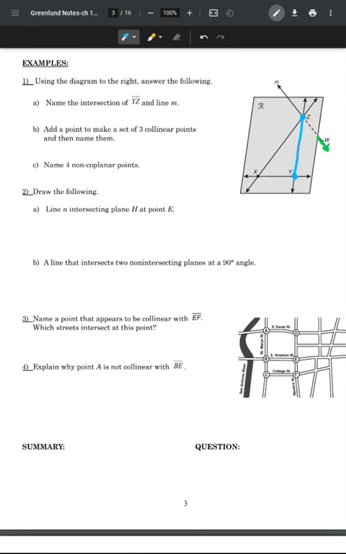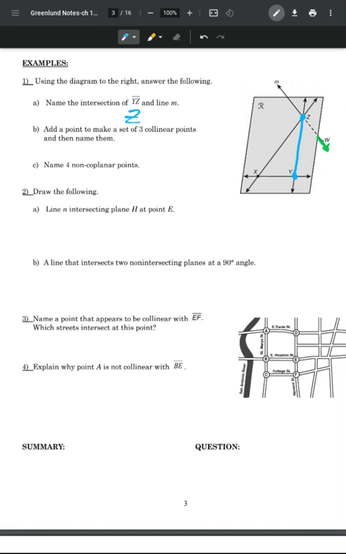So name the intersection of the line YZ and line M. So where these two cross is at the point Z. Now I like to write Z with a line through it so that way it doesn't look like a sloppy 2. You could put the point Z. It doesn't really matter. B, add a point to make a set of 3 collinear points and then name them.